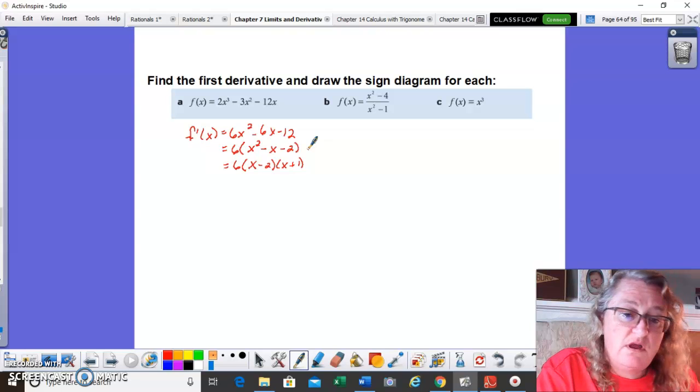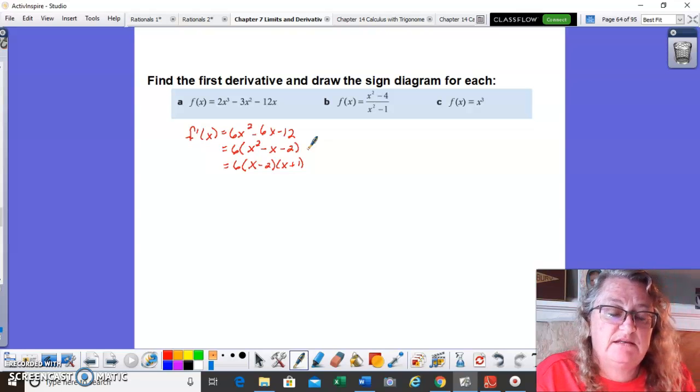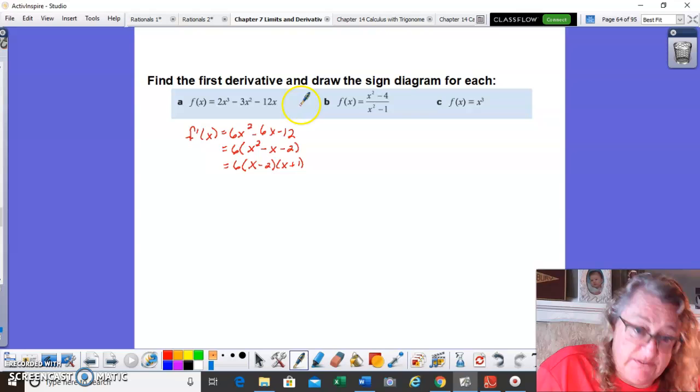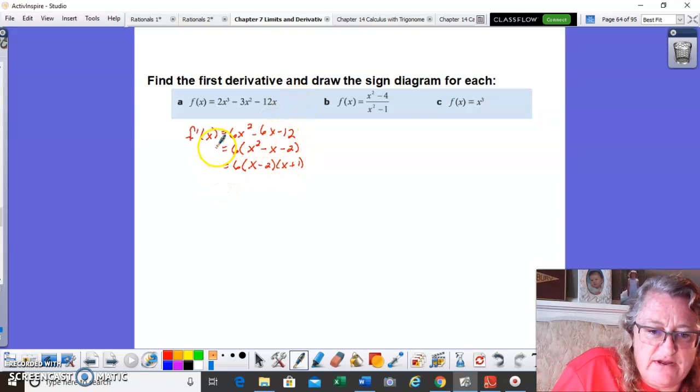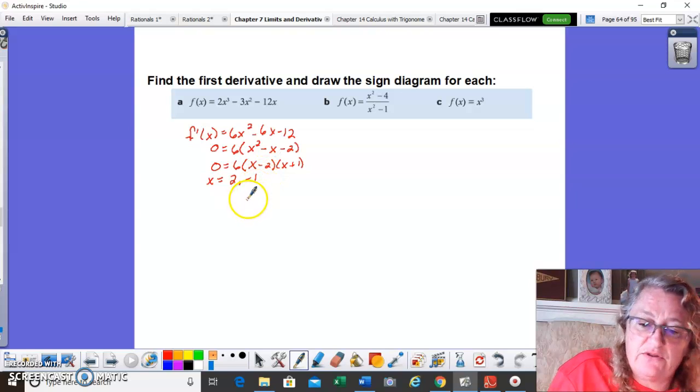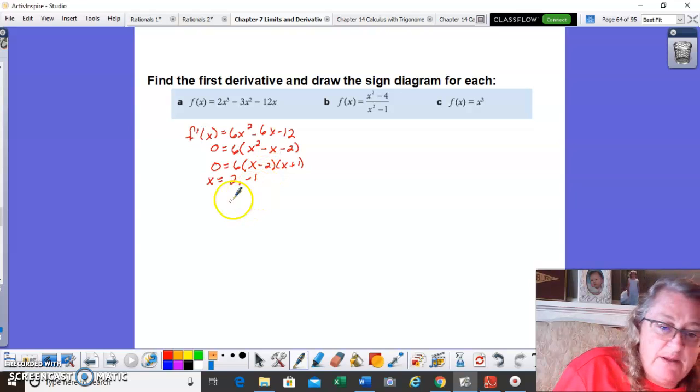Now the reason I did that is because what I want to look for is where this derivative equals 0. And so I can find that when I'm in factored form. So if I go ahead and have this set equal to 0, I'm going to see that x will equal 2 and negative 1. That's going to help me draw the sign diagram for the first derivative, because my sign diagram will start with putting those points on the line.